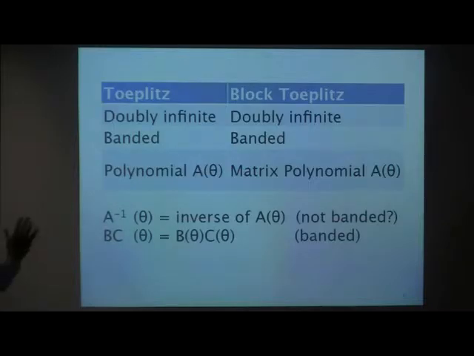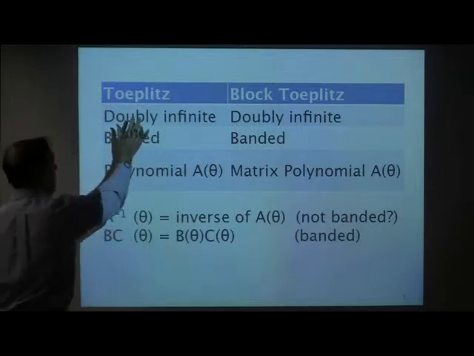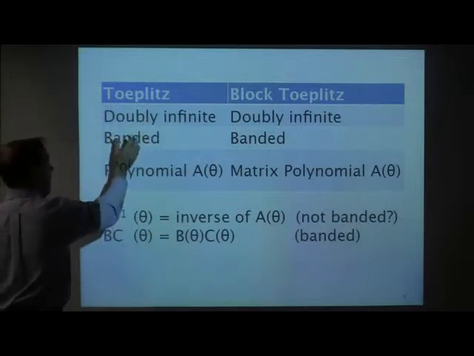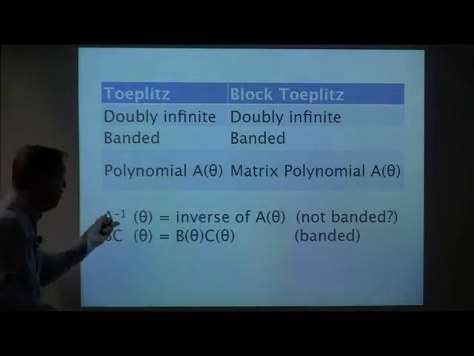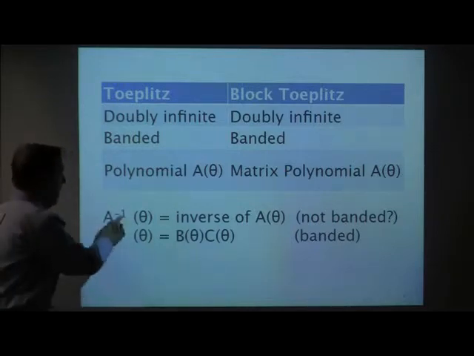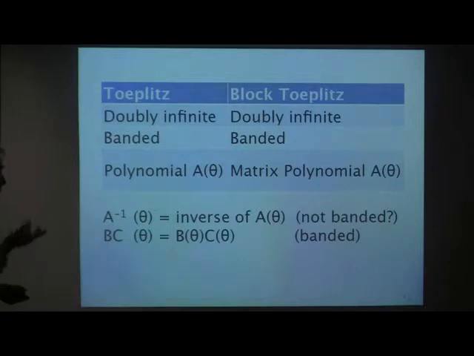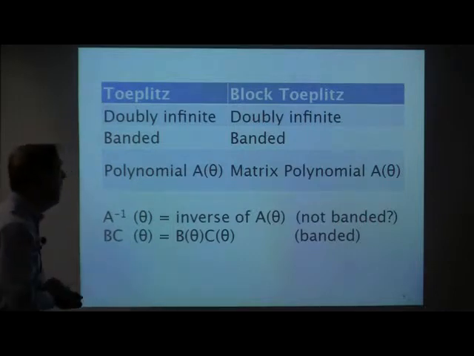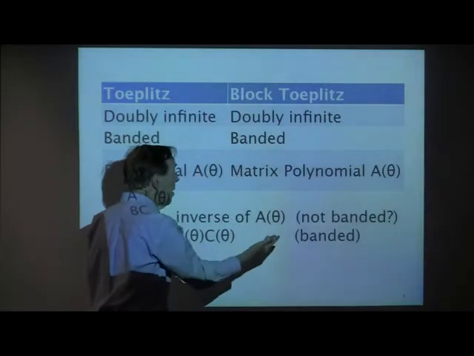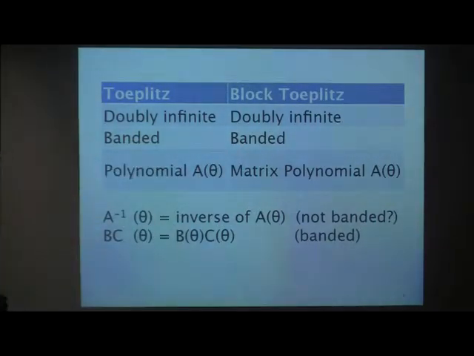All right. So these are the basic facts then. Toeplitz, if I'm thinking about doubly infinite, if I'm thinking about banded ones, then I have a polynomial. The inverse of that polynomial gives me the right thing for the inverse Toeplitz matrix. Products go into products. And if it's block Toeplitz, all the same, except it's a matrix polynomial.